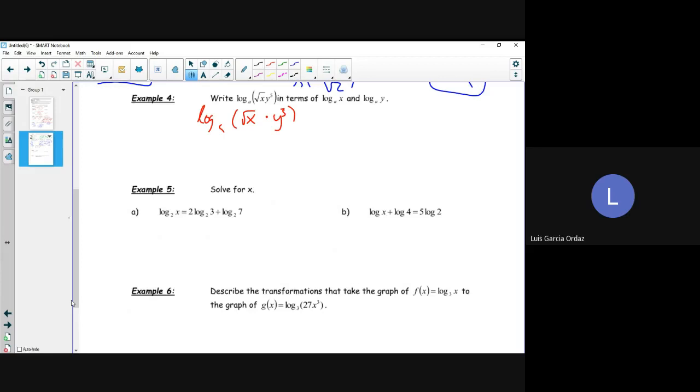And then we can write each of these as separate logarithms. But remember, because they're being multiplied, we need to put the addition sign in the middle of both of them. So this equals log base a of x to the 1/2 plus log base a of y to the 5. And then we have to use our power rule. So we're just bringing the exponents forward. So we get 1 over 2 log base a x plus 5 log base a y.